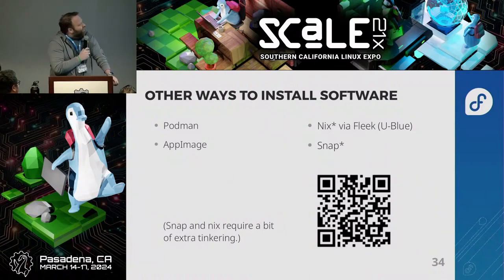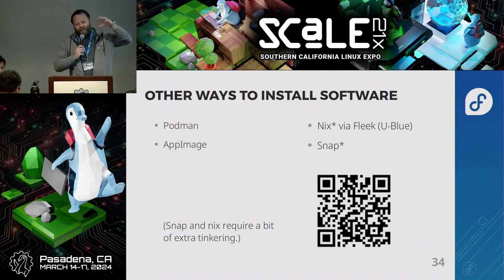Other ways to get software: you can still use Podman, you can use containers, you can use an AppImage. You can also use Nix via uBlue, or Snap. There is some extra tinkering that's required. That's via Fleek. It's a tool that kind of binds in. Both Snap and Nix are expecting a folder to exist that is writable inside of root, and so that's what Fleek helps do, make sure that it has a place to store things as expected.